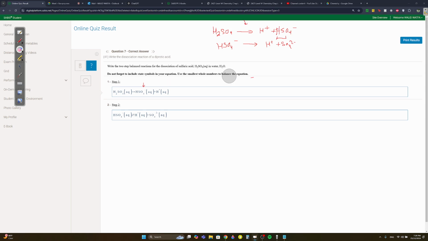Or you can do it this way. H2SO4, the charge of it was 0. You take out a plus 1. What's going to happen? It's now going to be 0 minus 1, so negative 1. So the charge of HSO4 is going to be negative 1. You can do it like that, whatever you want.